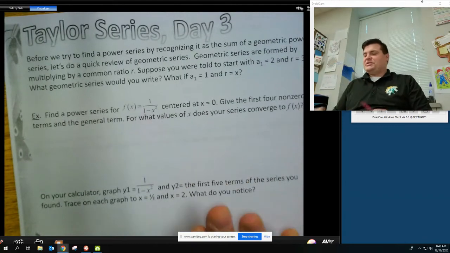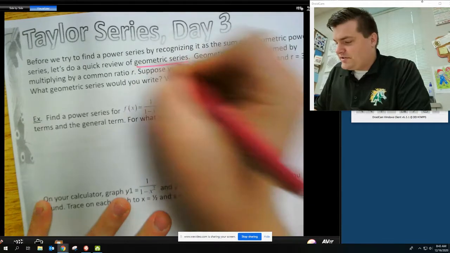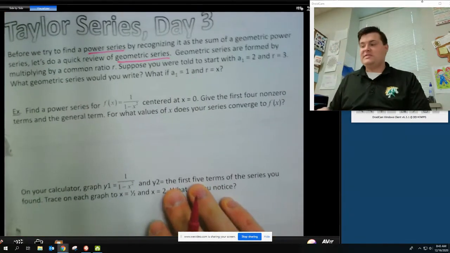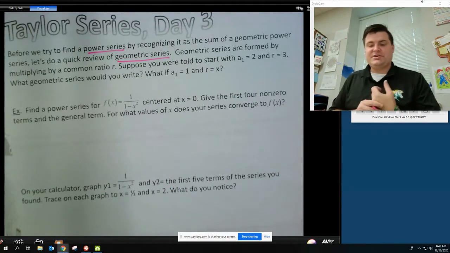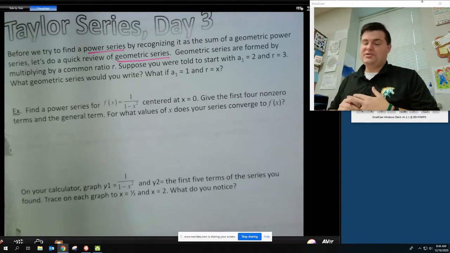All right, here we are, Taylor series day 3. This one's going to be focusing on power series with a geometric series. Some power series look really scary, but if you can realize that they're a geometric series, they actually go pretty well, because we can find the sum of a geometric series.